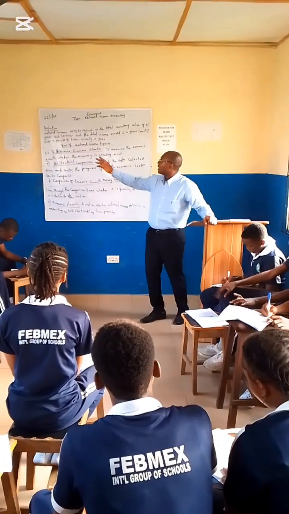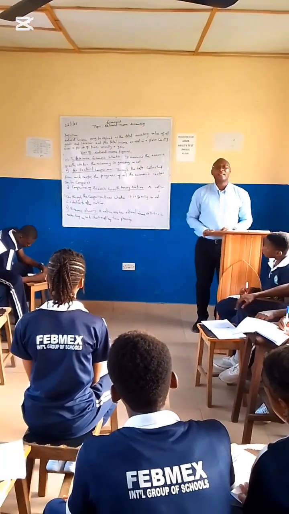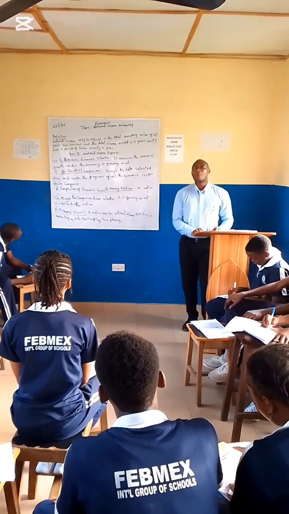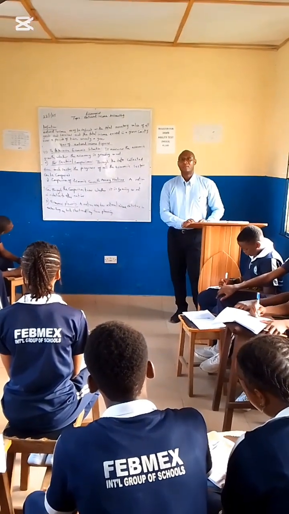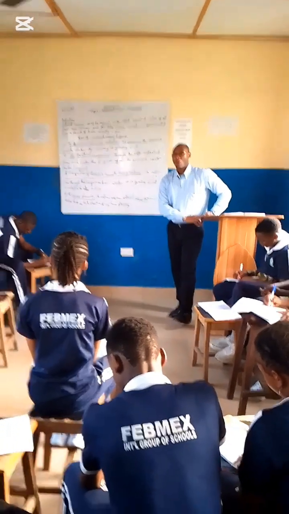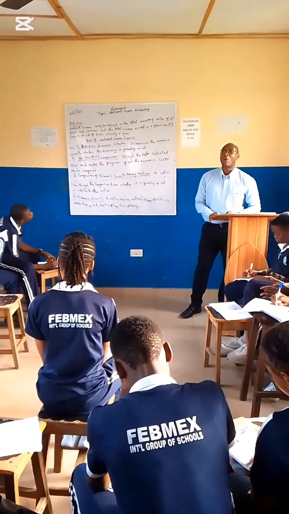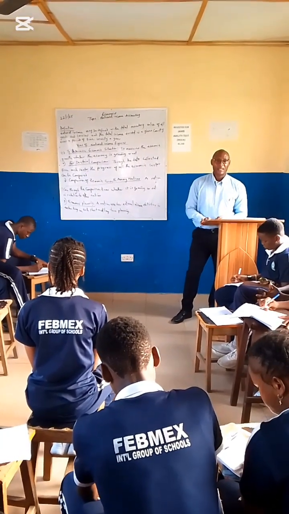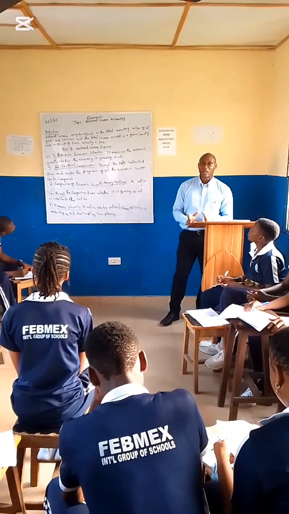Now, we are going to look at the definition of national income. National income may be defined as the total monetary value of goods and services earned in a country plus the total income generated by all the sectors of the economy in a particular year, that is, at a particular point in time. That is national income.